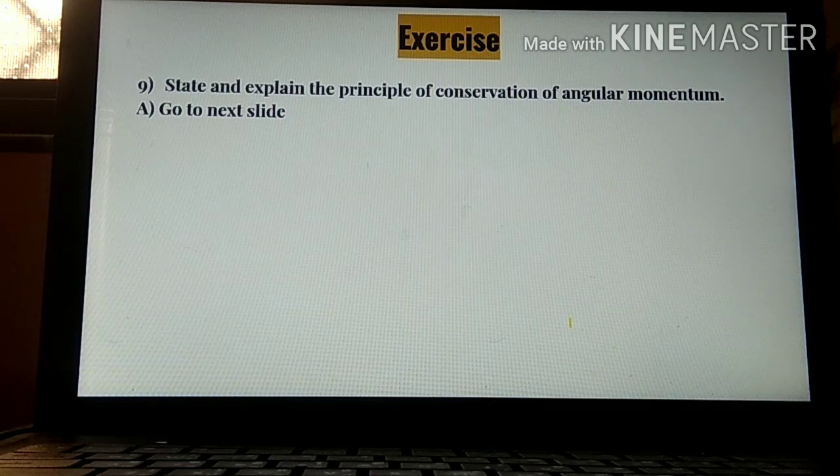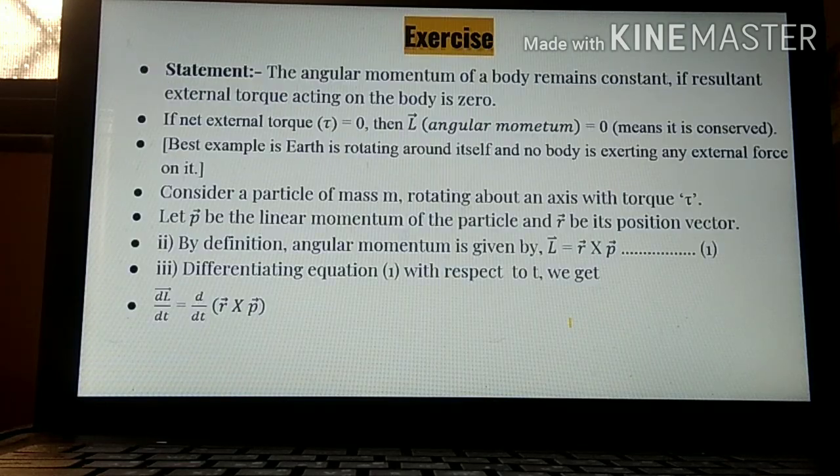Over here, the principle of conservation of angular momentum, which we have studied, but let us discuss one more time. What does the principle of angular momentum state? The angular momentum of the body remains constant. And when does it remain constant?